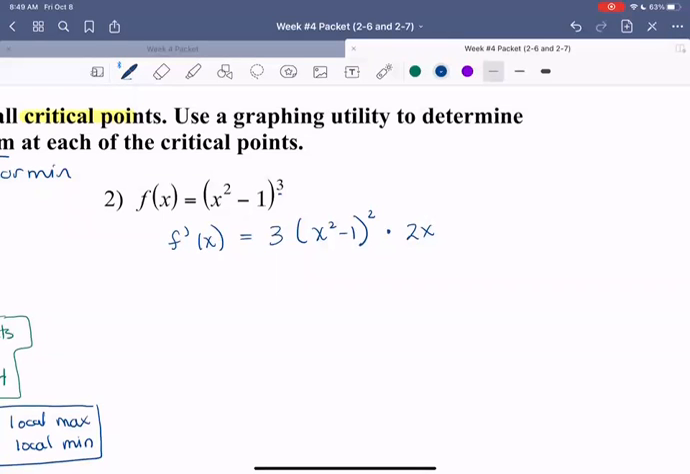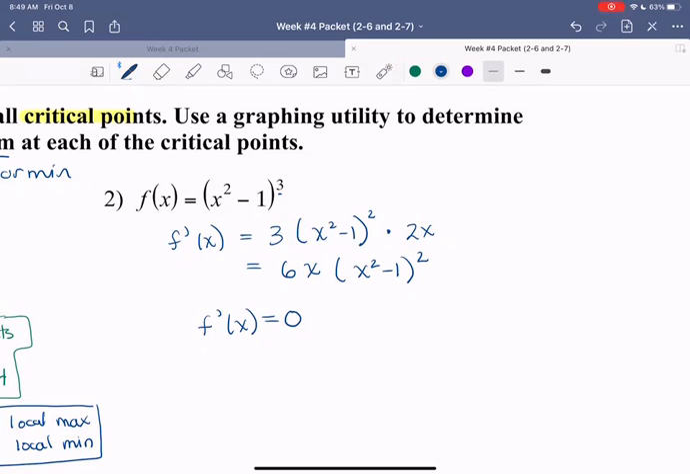Now, just to clean this up a little bit, I'm going to combine my like terms. So I have a 3 multiplied by a binomial, multiplied by a 2, multiplied by an x. So we see I have 2 numbers here that I can multiply together. So 3 times 2 gives me 6. We go ahead and move the x over to the front, just so that it's a bit more clean: 6x times (x squared minus 1) squared. So now to find the critical points, I want to find those x values where f prime of x is equal to 0.